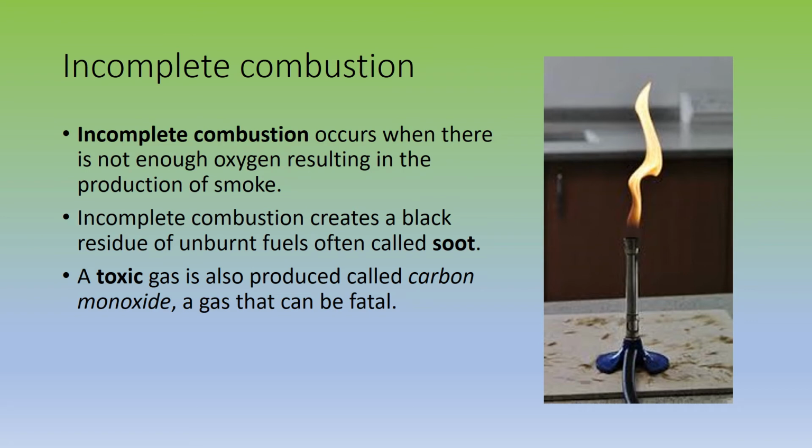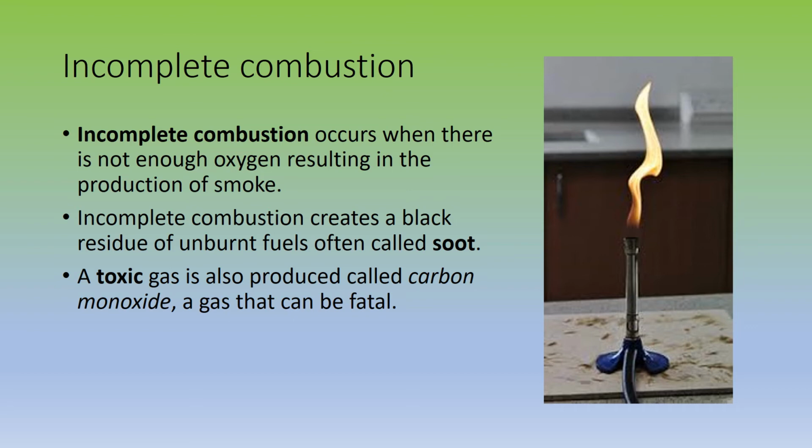However, incomplete combustion means that there is not enough oxygen, which can often lead to things like smoke being produced. It also can leave a black residue, something that's often called soot. You might see this on things like candles. If you burn a candle, you might notice that around the edge you'll get this black residue, this soot that's left over at the end.